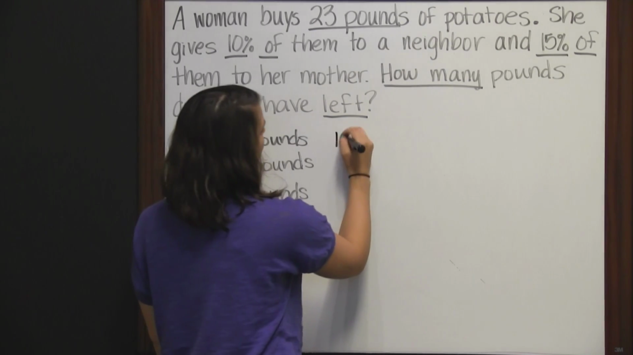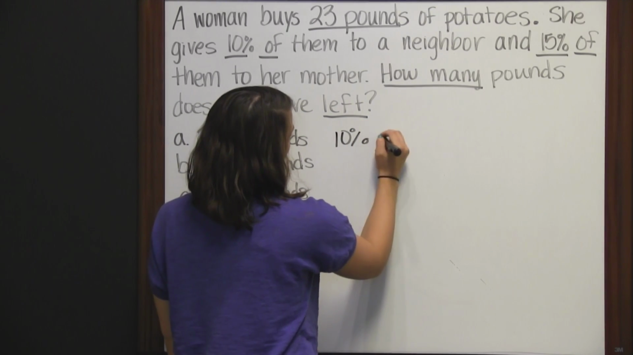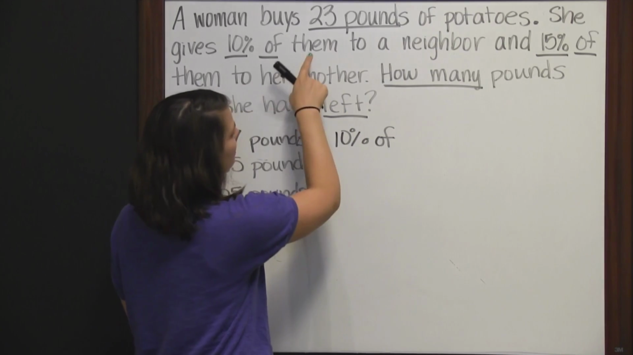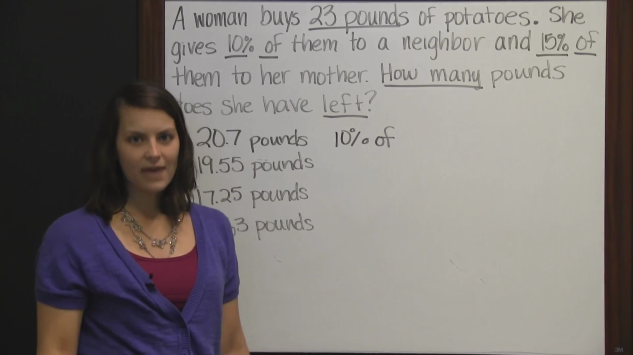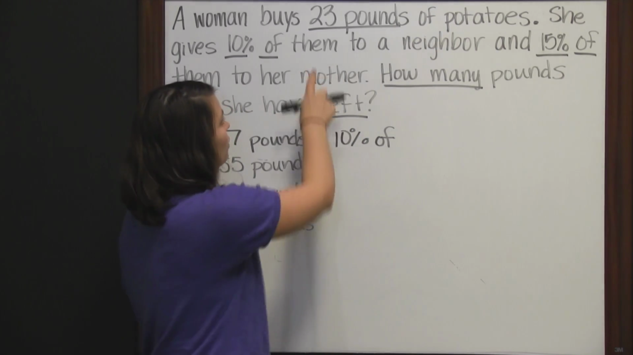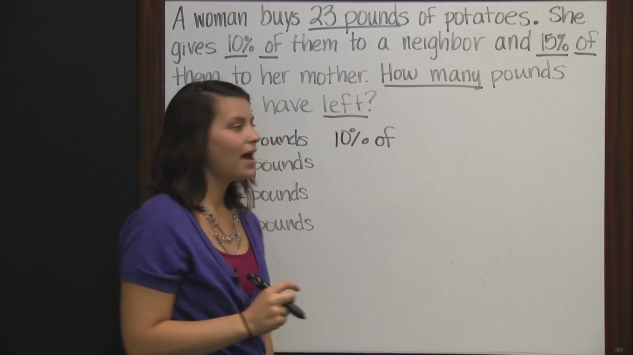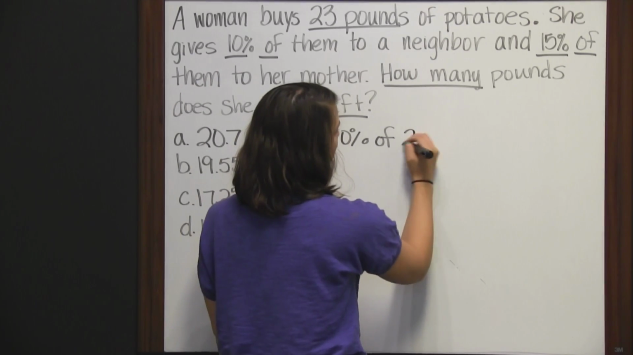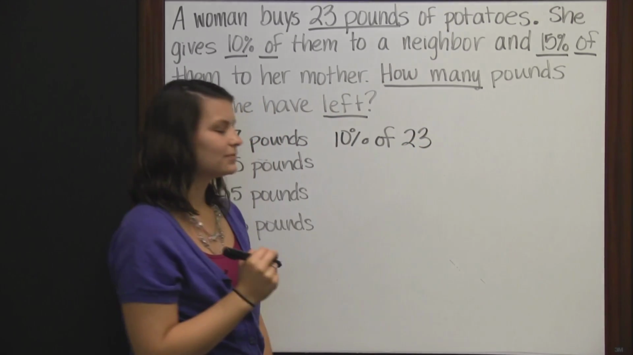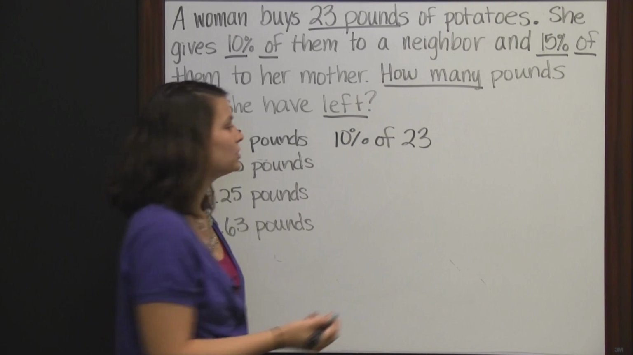So we need to figure out how many pounds that is. So let's start with 10% of, and it says of them. And what does them refer to? Well, it refers back to the 23 pounds. So it's 10% of 23 pounds. Of means to multiply.